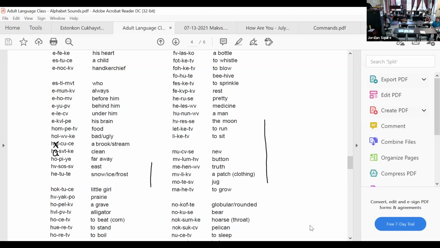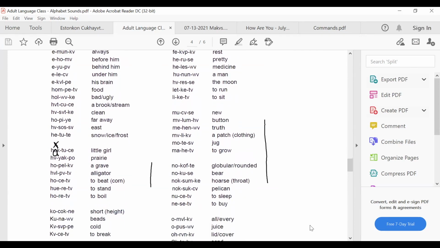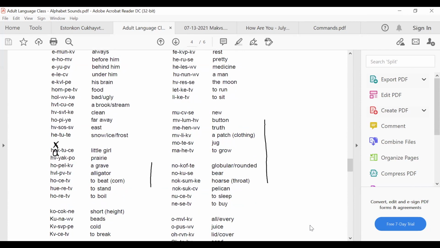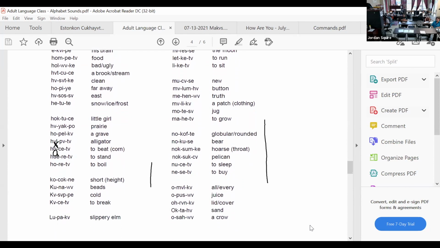Imunga. Before him. Behind him. Under him. His brain. Food. Bad or ugly. A brook or a stream. Clean. Far away.